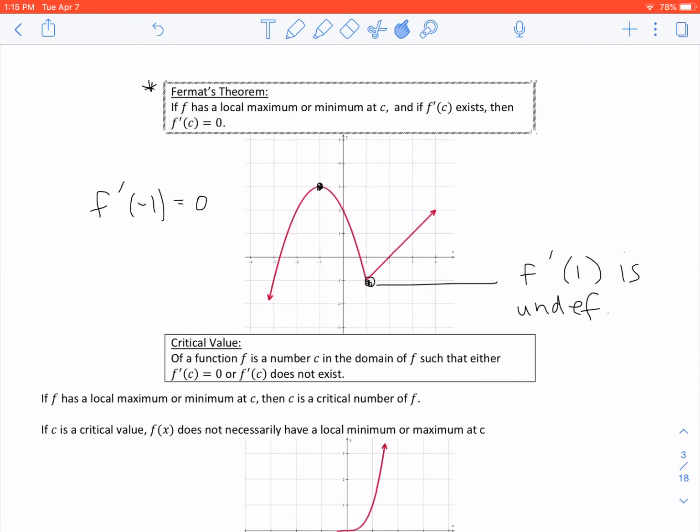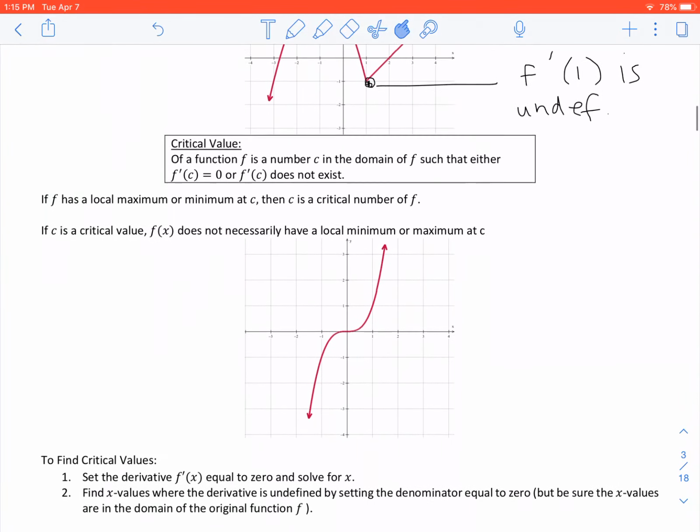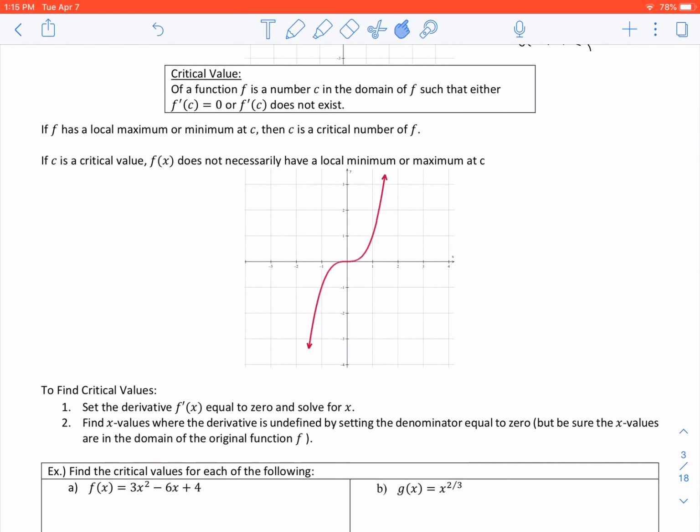The next thing below, we have a critical value. Give that a star. The critical value of a function is a number c in the domain of f such that either the derivative is equal to 0 or the derivative does not exist. So definitely something that we need to know. Big star there. If f has a local maximum or minimum at c, then c is a critical number of f. So we'll give that a star also.